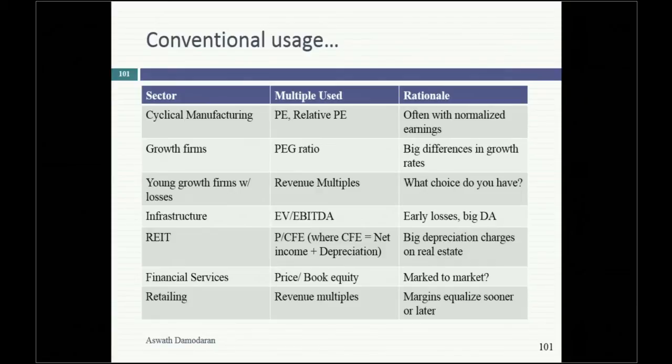For infrastructure companies, cable, road building, toll roads, you tend to see a lot of EV to EBITDA. REITs are the only sector where I've seen price to what's called cash flowed earnings, where they add back depreciation to the net income. Part of the reason for that is real estate throws off a lot of depreciation. Financial services, you see a lot of price to book ratios. And with retailing, you do see a lot of revenue multiples. It used to be price to sales, but increasingly people are moving to enterprise value to sales.